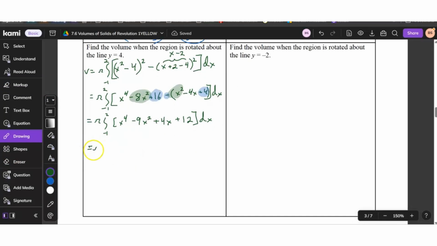Yes. So that's just going to be x to the 5th over 5. Minus 9x cubed over 3 is the same as 3x cubed. 4x squared over 2 is the same as 2x squared. Plus 12x. Don't need the c because I'm going to evaluate this from 2 to negative 1. Amazing.